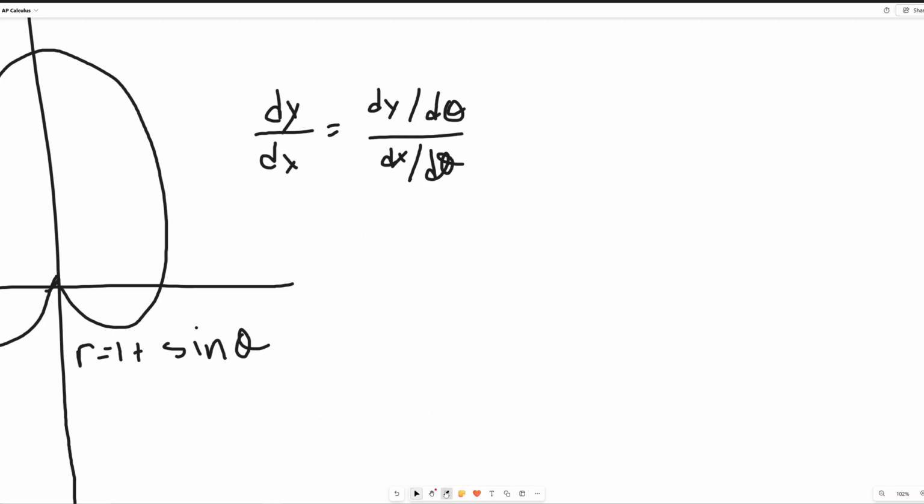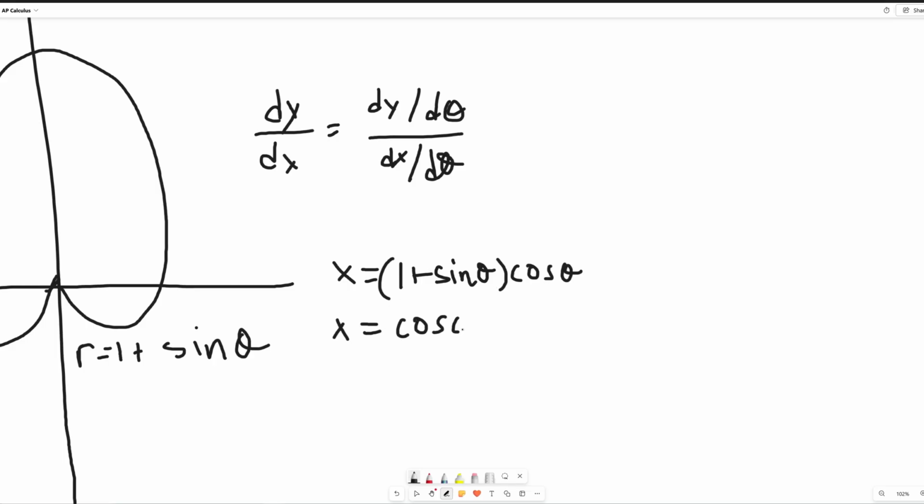Same principle for x. X here is 1 plus sine theta times cosine theta, meaning that x is cosine theta plus sine theta cosine theta.